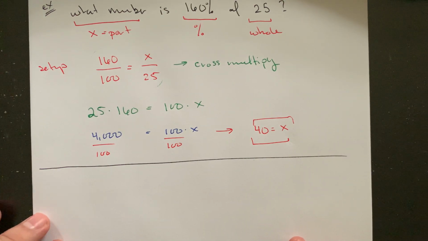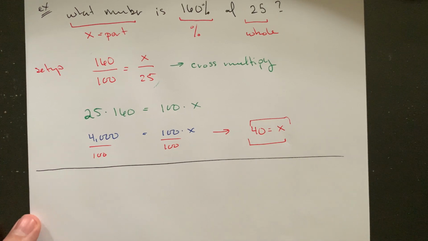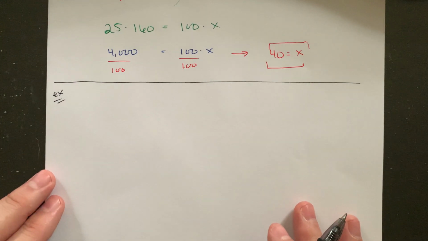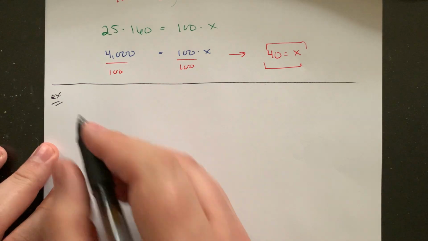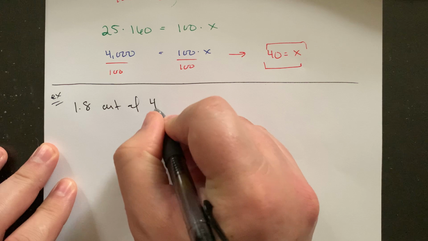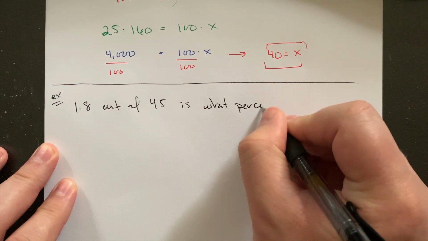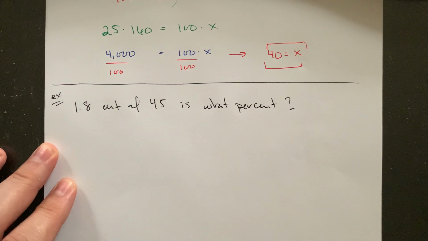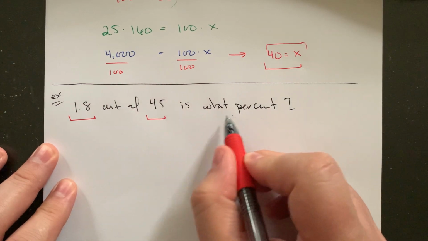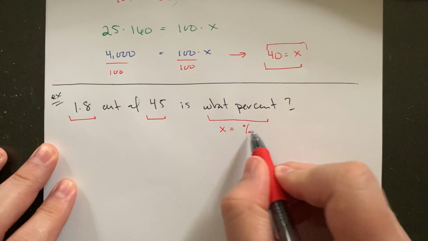What did we do? So what are we missing? Solve for the percentage. Let's do one more then. How about 1.8 out of 45 is what percent? So same as always, right? We got three things. What percent? So the what obviously is our x, and that's going to be our percentage.